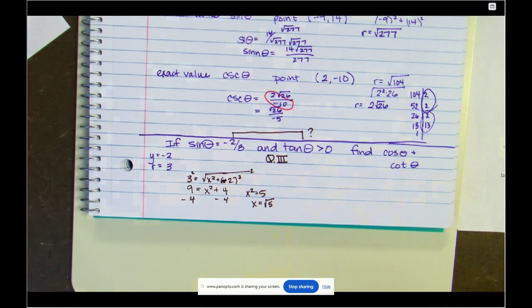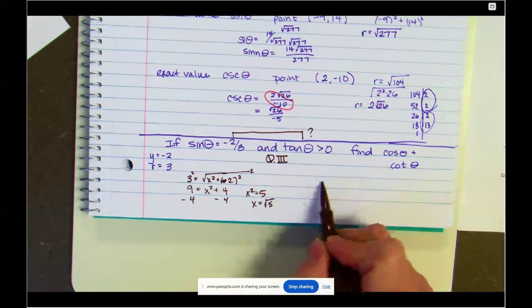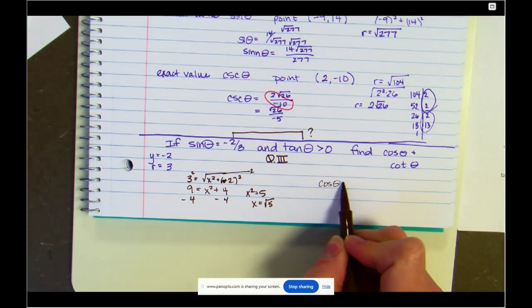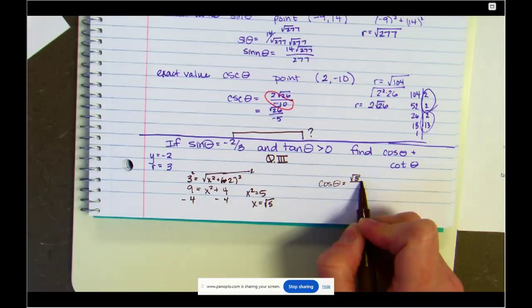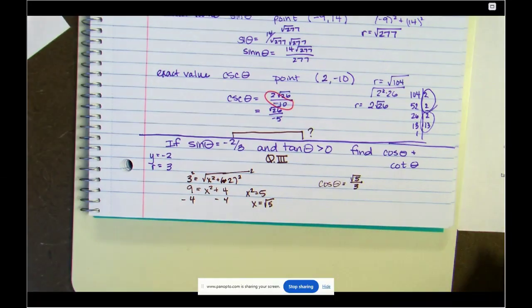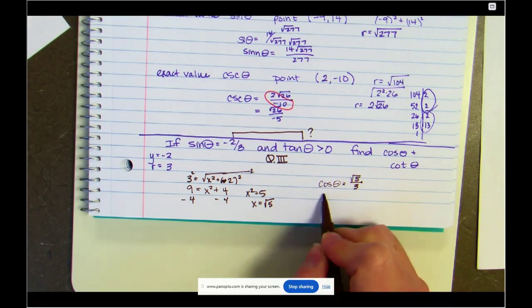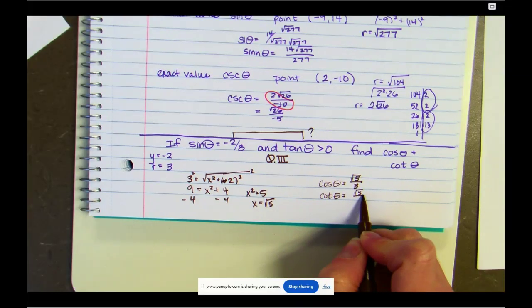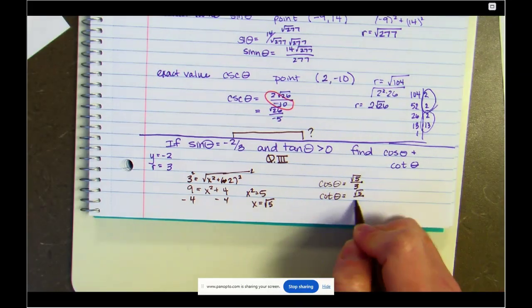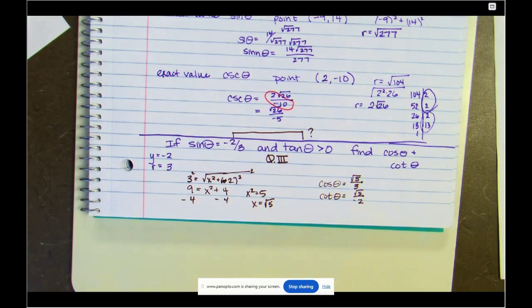Okay, now what's the cosine? Cosine is x, which is square root of 5, over r, which is 3. Cotangent is x, square root of 5, over y, which is -2. And you're done. So how come we need to know what quadrant? We're not done. I lied.